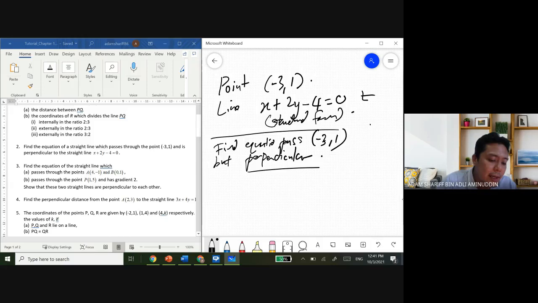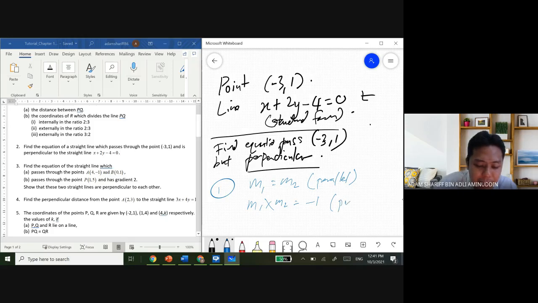So, ada strategi dia ialah kita kena tahu konsep M1 equals to M2 is parallel, if M1 times M2 is equal to -1, then it is perpendicular. So kita ambil konsep yang kedua ini.